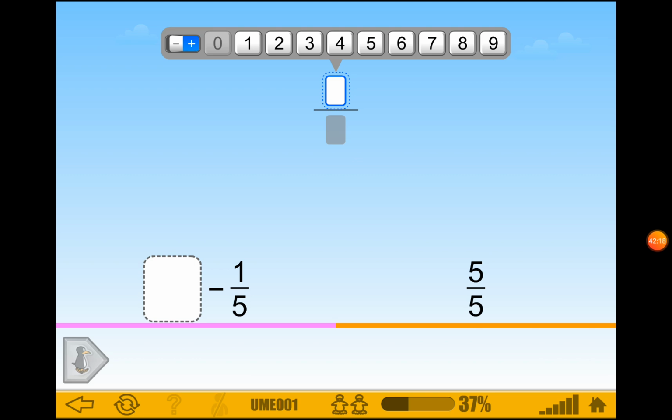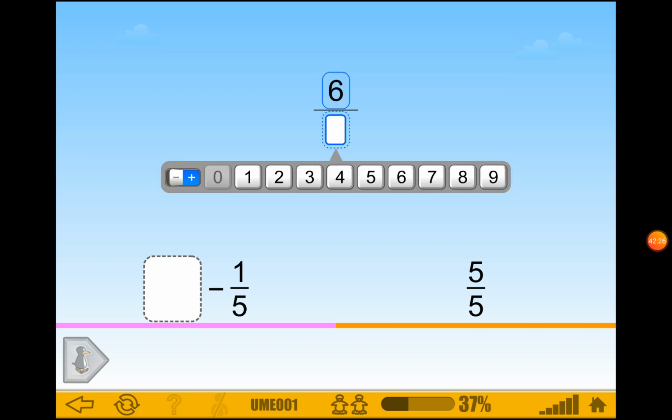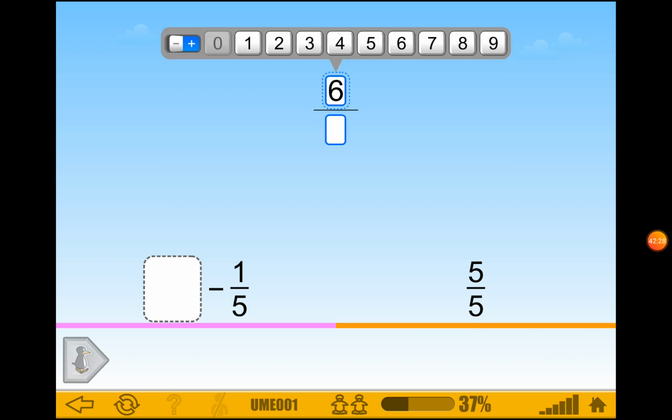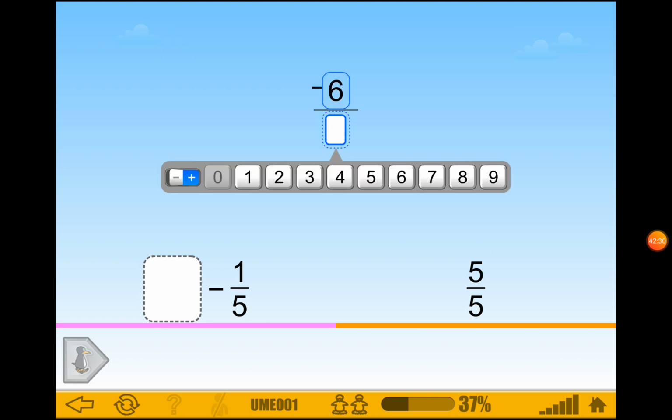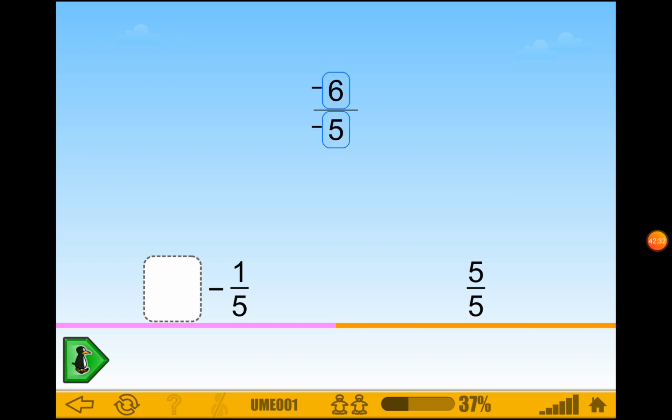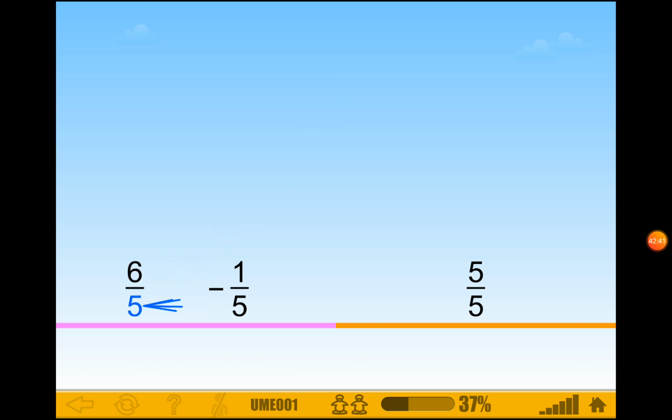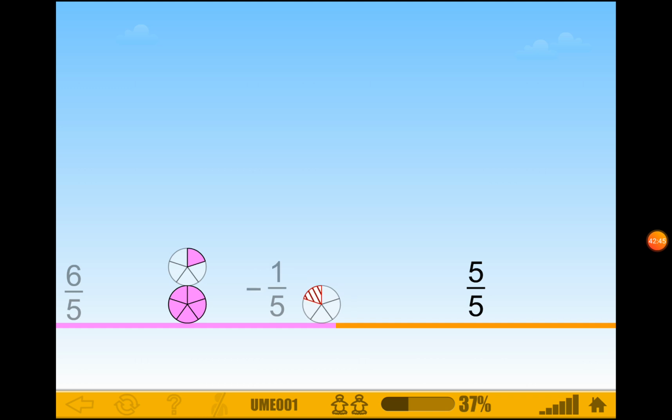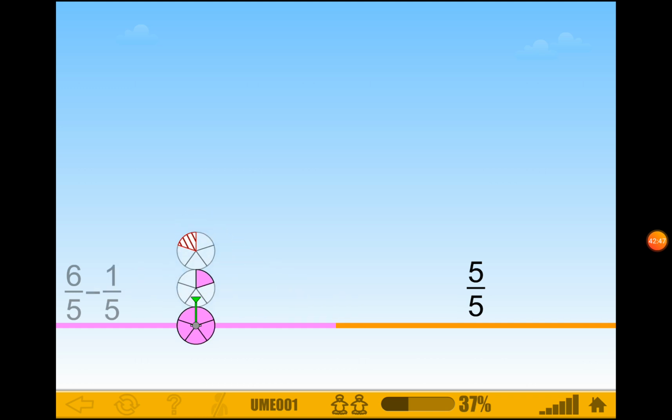Okay, so 5 over 5 minus negative 1/5 would mean 1 plus 1/5, which would be equal to 6/5. No, wait, I want to go back to this one. Negative 6, negative 5. Because negative divided by negative is also positive. So that would be your answer. So 6 minus 1 is 5, and then the denominator stays the same. So it would be 5 over 5, which is equivalent to 1.